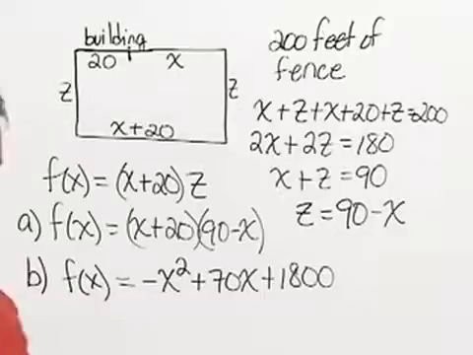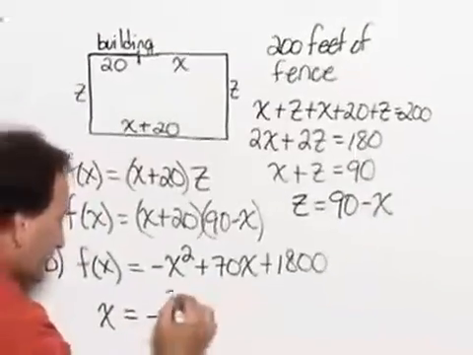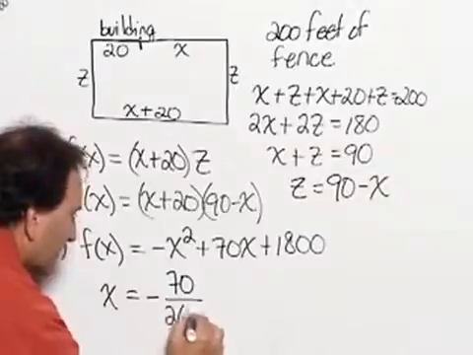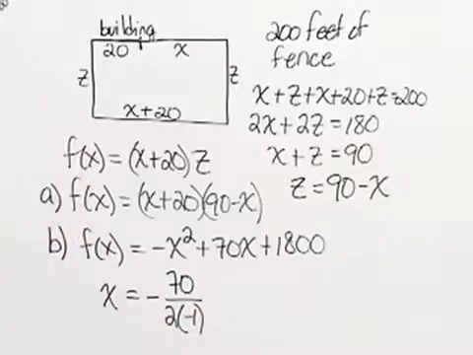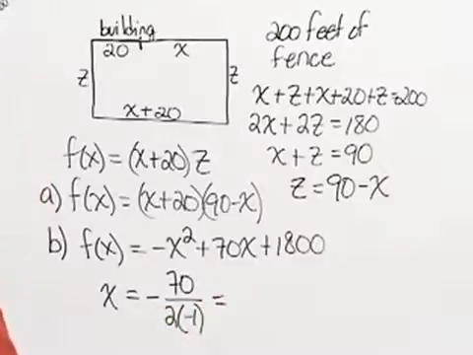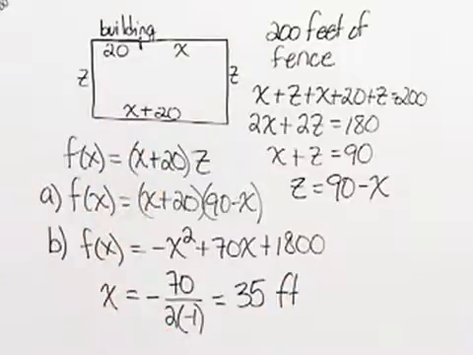To find the vertex, we take x. Actually, we don't need the vertex itself. We just need the x value of the vertex. That's equal to negative b, which is 70, divided by 2 times a, which is negative 1. So we would have 70 divided by 2 is 35. Negative divided by negative is positive. So we find that the length of fencing needed would be 35, and that's feet. And that would give a maximum area.